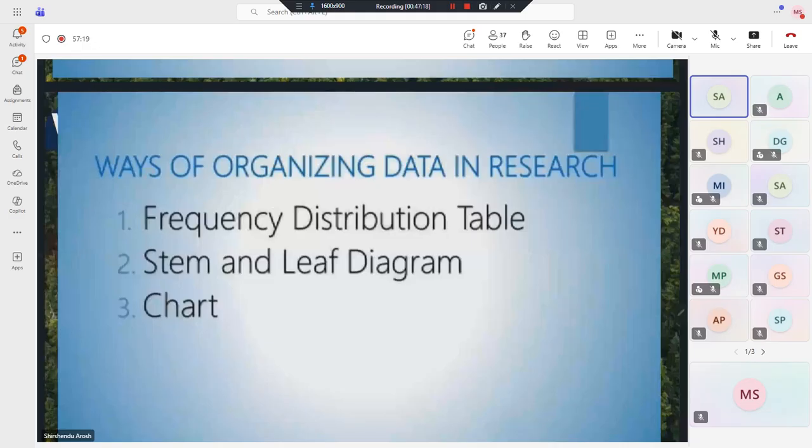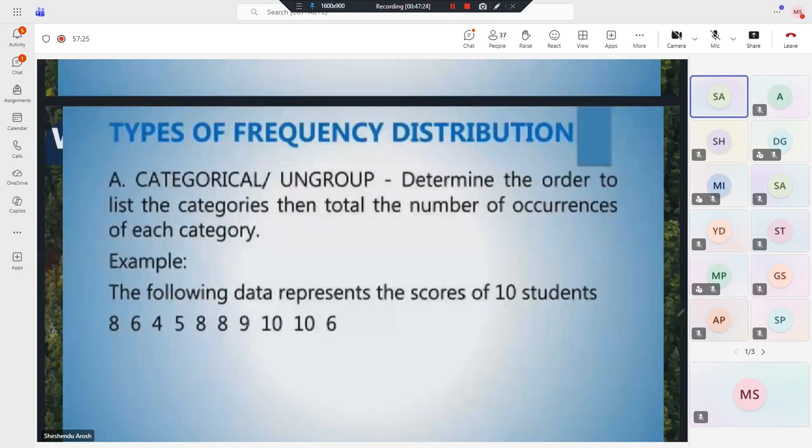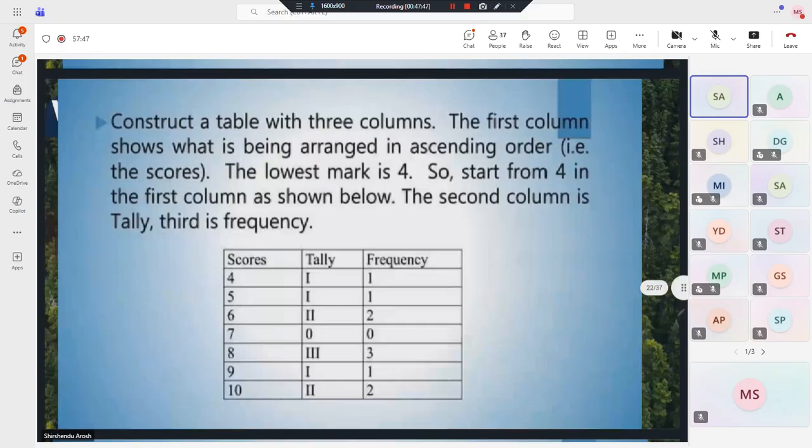So, frequency distribution. For categorical or ungrouped data, you list the categories along with the total number of occurrences of each category. Suppose you have a set of 10 numbers, and it's ungrouped data, just discrete numbers. If I find that 8 is coming 2 times, 3 is coming 3 times, 6 is coming 2 times, something like that, we generally call this a frequency table, right?